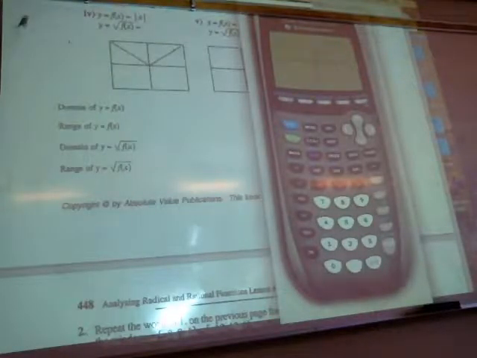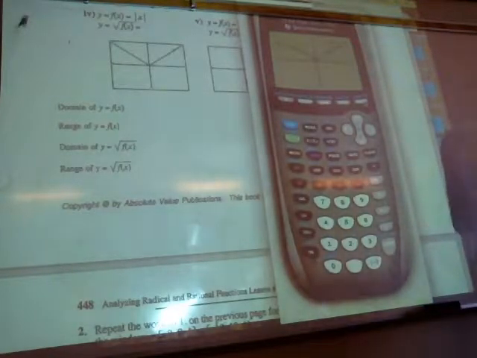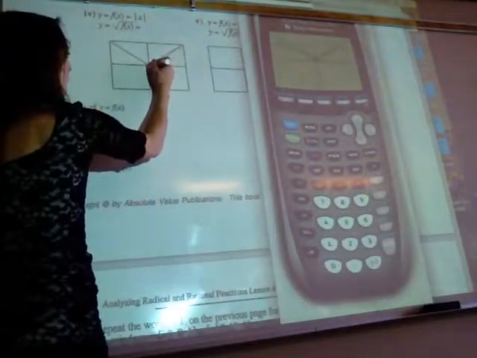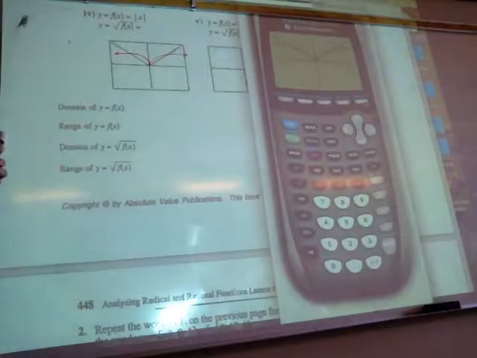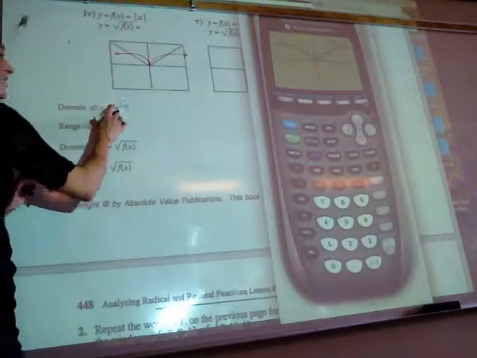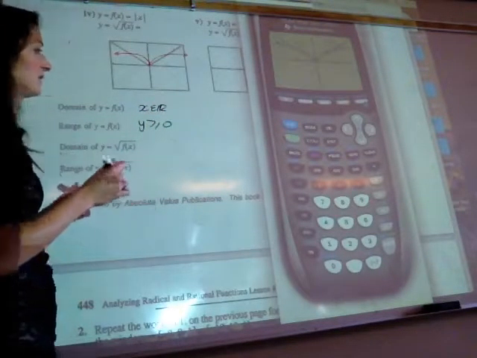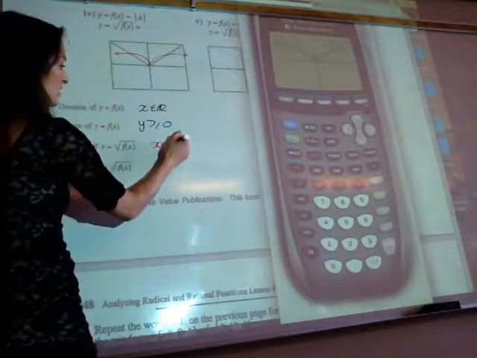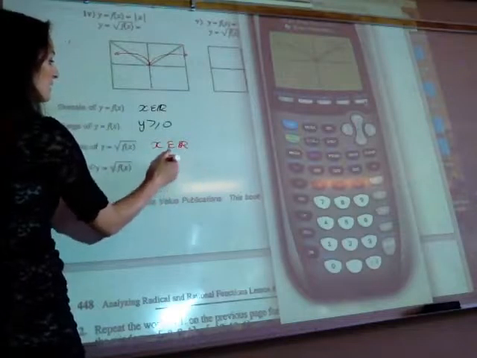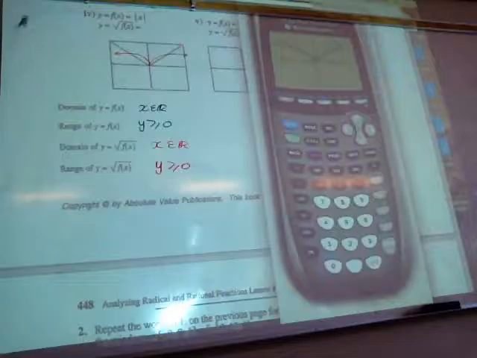Okay, let's graph it. Here's our absolute value of x, and here's the radical of the absolute value of x. So we're getting a few curved lines. Looks like that. The original function had a domain of any real number and a range of y is greater than or equal to 0. The radical function had those same domain and ranges. So x is an element of all real numbers, y is greater than or equal to 0. Nothing changed on that one.